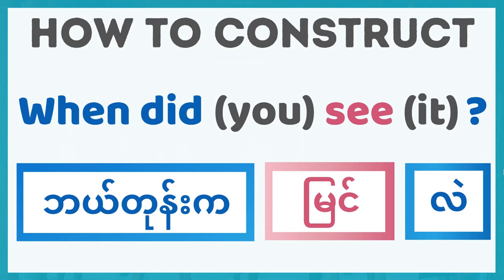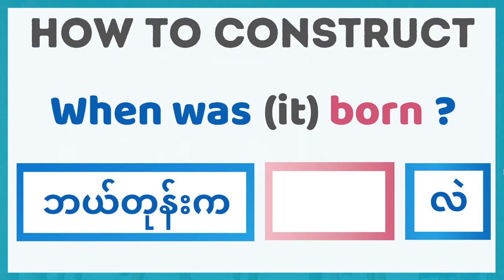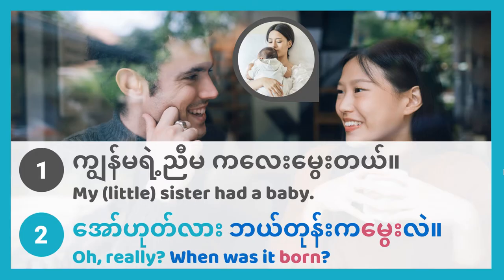Excellent. Oh, and when our colleague tells us her sister had a baby, how could we ask the full question? So not just when, but when was it born? What's the verb to be born again? Mue. Right. So we'd say, Berongga mue le. When was it born? One more time. Berongga muele. Great. Let's give it a go.